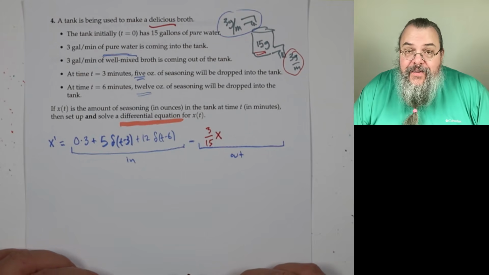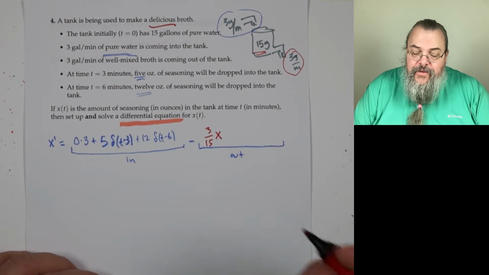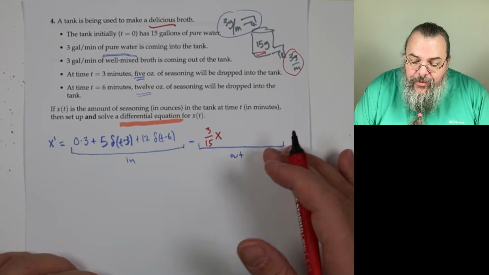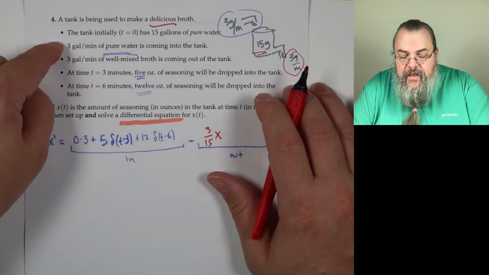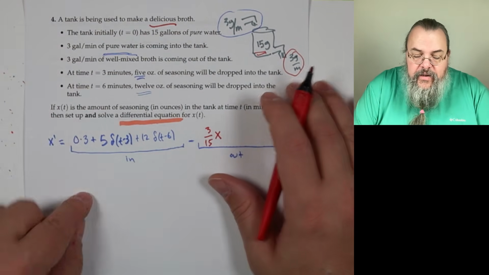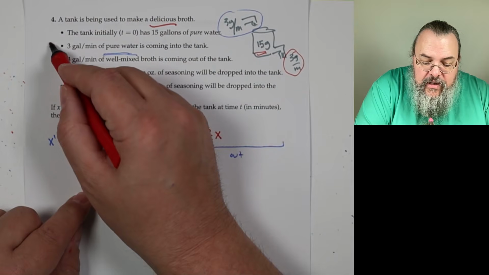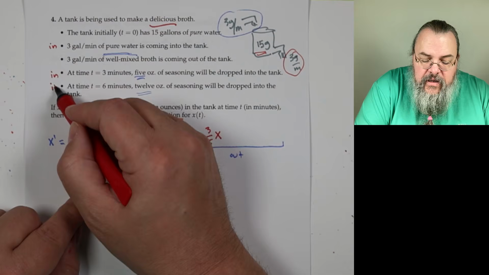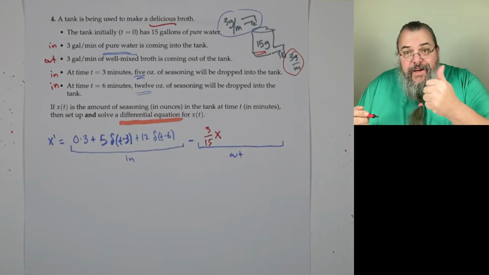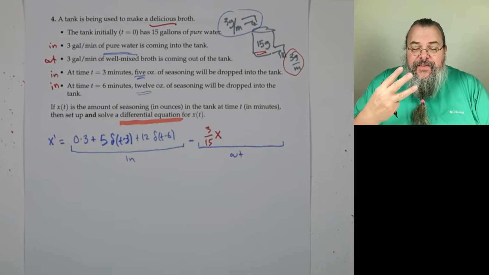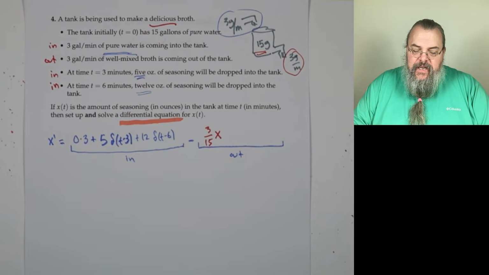Is there any other place that the seasoning can exit? No, that's the only place where we have an out. This is an in, this is in, and this is our out. So there's only one out, but 3 potential places it could have gone in. And so now we've accounted for everything.